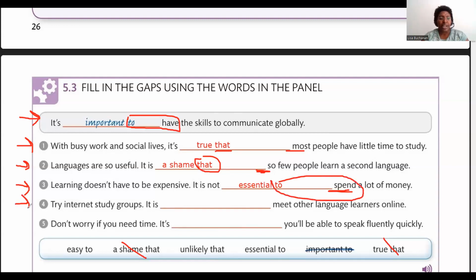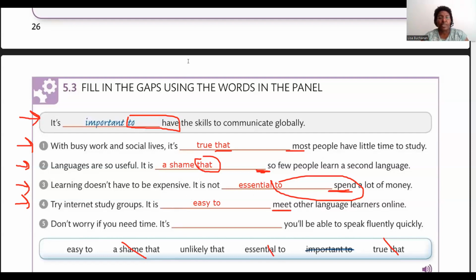Number 4, try internet study groups. It is blank, meet other language learners online. We have a verb here in the infinitive form. Nothing's done to it, so we need the to. Easy to. It's easy to.